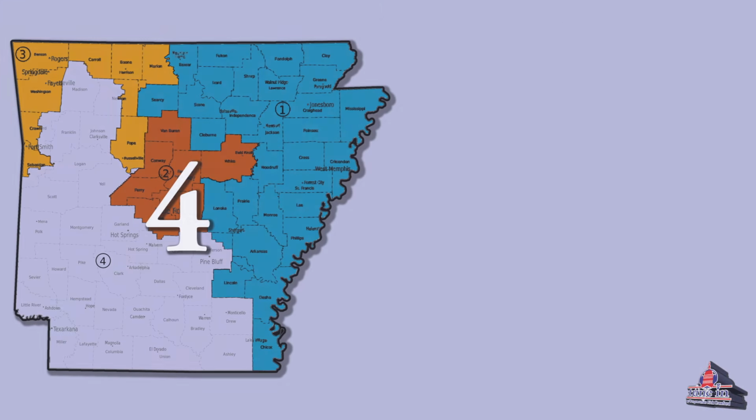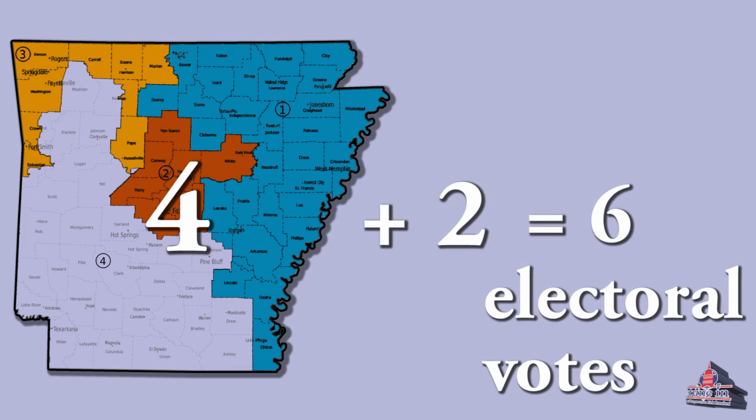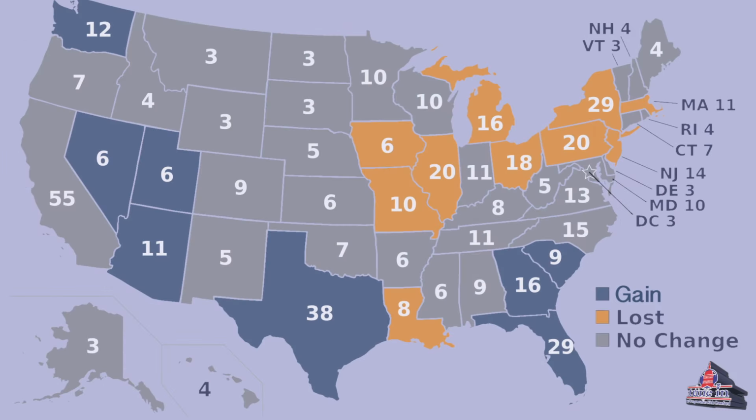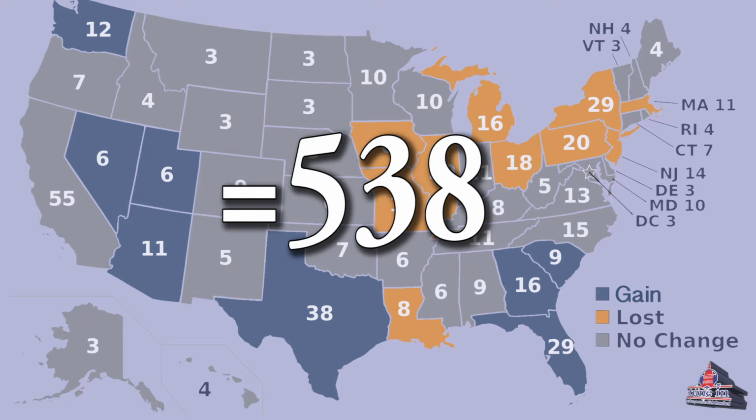And let me tell you how that works. Each state gets one elector per member of Congress. So we have 4 members of the House, 2 members of the Senate. That equals 6 in the state of Arkansas. Obviously it's proportionate to population. Added up across the states, we get a total of 538 people who vote for the president. That is the Electoral College.